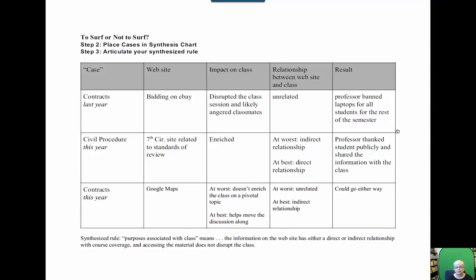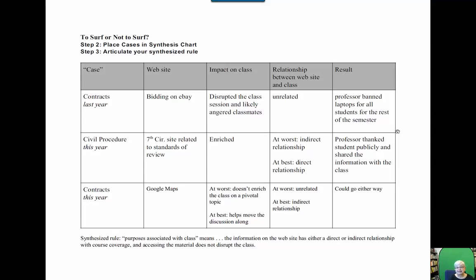And so that'll help keep you focused on your particular issue. So we put these cases into the synthesis chart. We've got contracts from last year, civil procedure from this year, and then finally our client's case, which is contracts from this year. So contracts last year, we go across that first row.